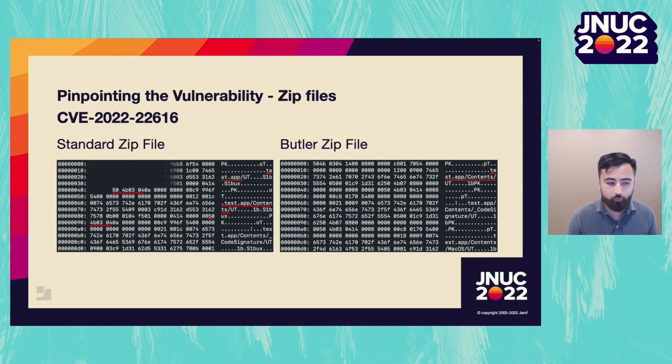So what we can simply do is we removed all the bytes from the first local header to the second local header, and we were able to get a very similar looking zip file that was able to bypass Gatekeeper checks on macOS.